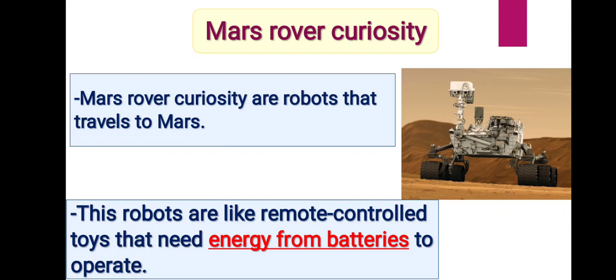Can we use a normal battery to give the Mars rover Curiosity energy to move? No. Why? Because if this battery runs out, what can the Mars rover Curiosity do? Can it replace the battery by itself? No. Can it charge the battery with a charger? No. So the Mars rover Curiosity has two sources of energy. How many sources of energy? Two sources of energy.